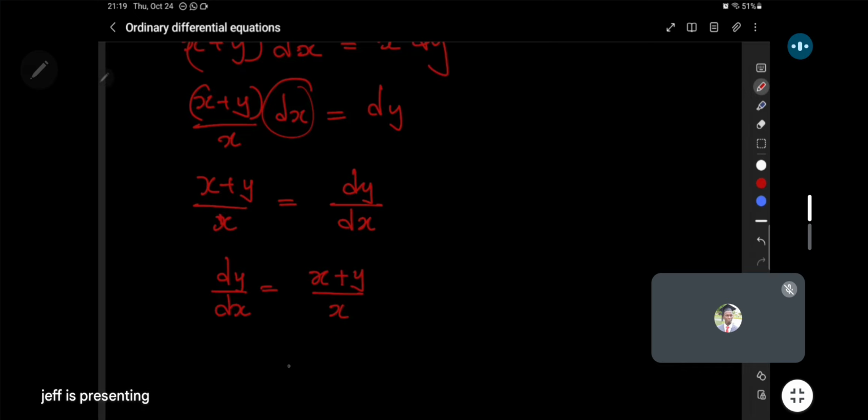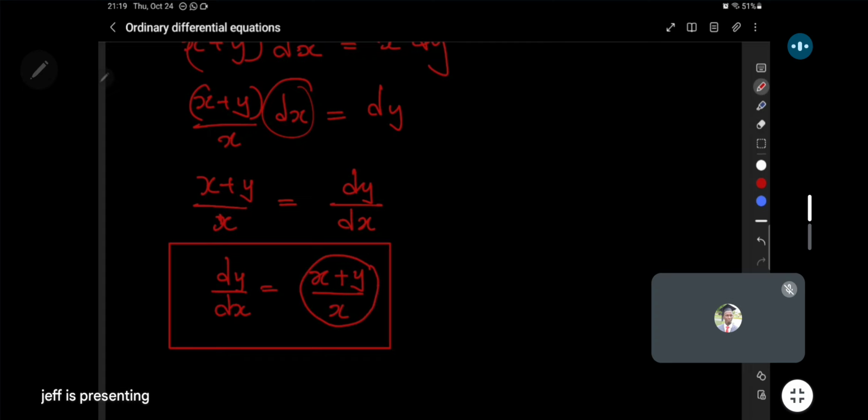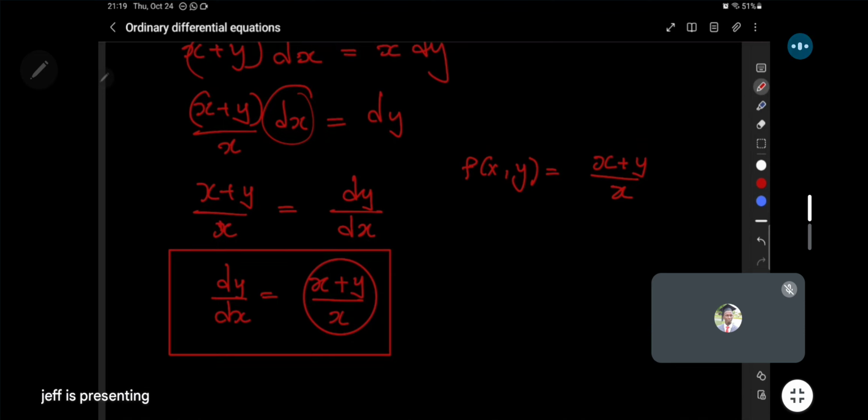on the left side, and everything in x and y is on the right side. Now this becomes our f of x comma y. So our f of x comma y has simplified to just x plus y over x. We can now use that to check if our differential equation is homogeneous. So let's look at f of tx ty.